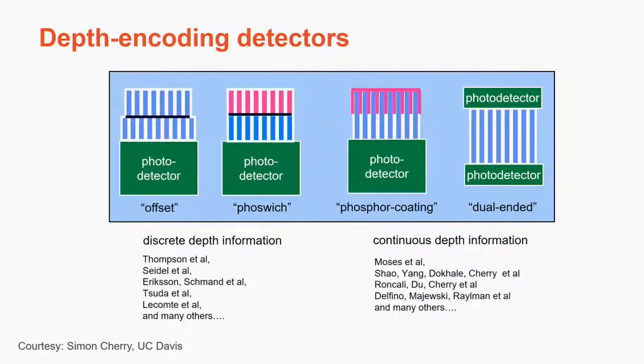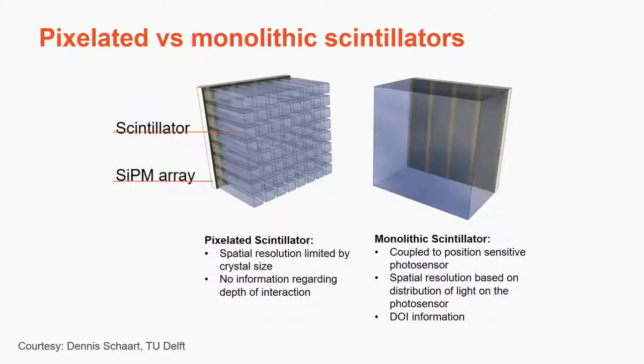Another approach is to use 2 layers of different scintillator materials with different timing properties, different light decay times. Alternatively, we can use the same crystal and coat 1/2 of the crystal block with a phosphor that again manipulates the timing of that half of the crystal block. And the other approach is to use photodetectors that are compact and are able to read out the light from both sides of the crystal array.